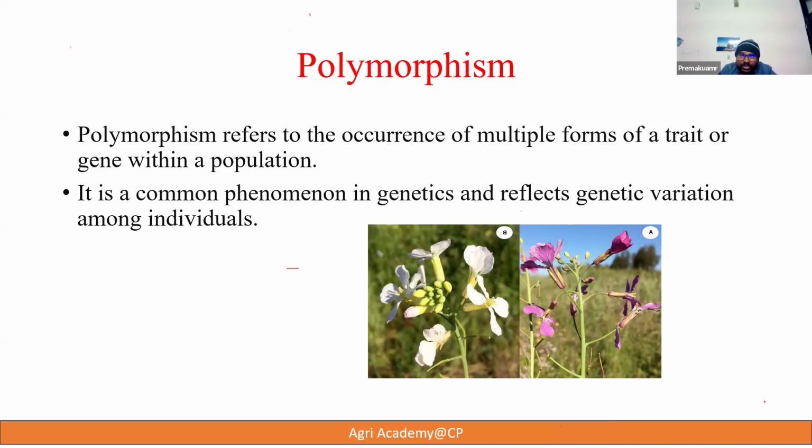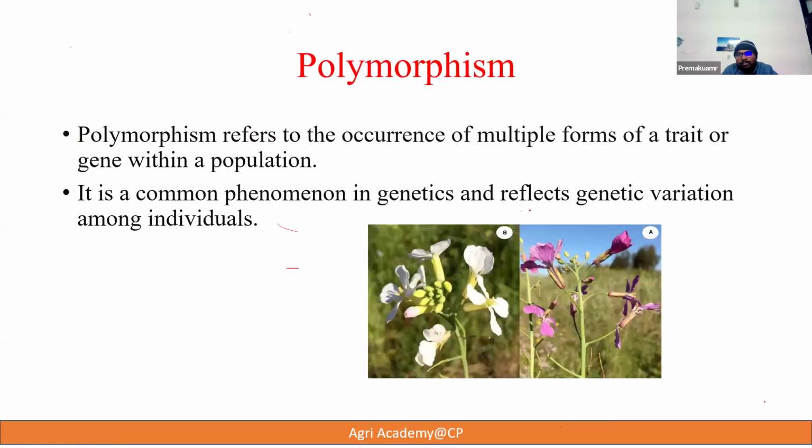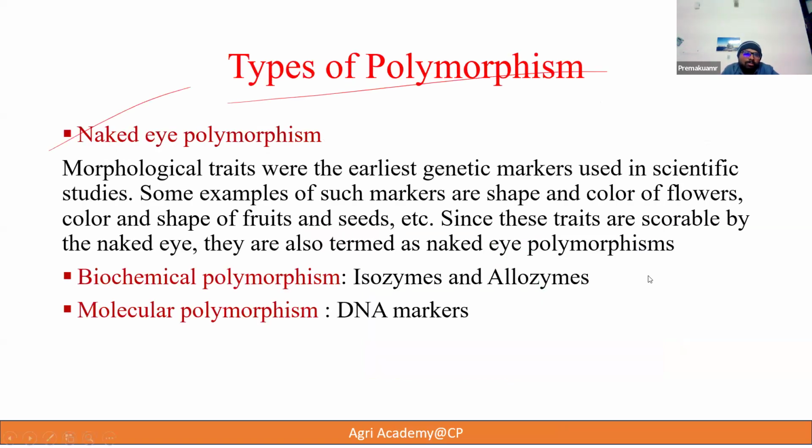I think many of you are already dealing with variability studies, where you look at how much polymorphism exists in a particular population. Then what are the different types of polymorphism existing in the population? One is naked eye polymorphism. With your naked eye, you can classify individuals into two different types. This is called naked eye polymorphism.